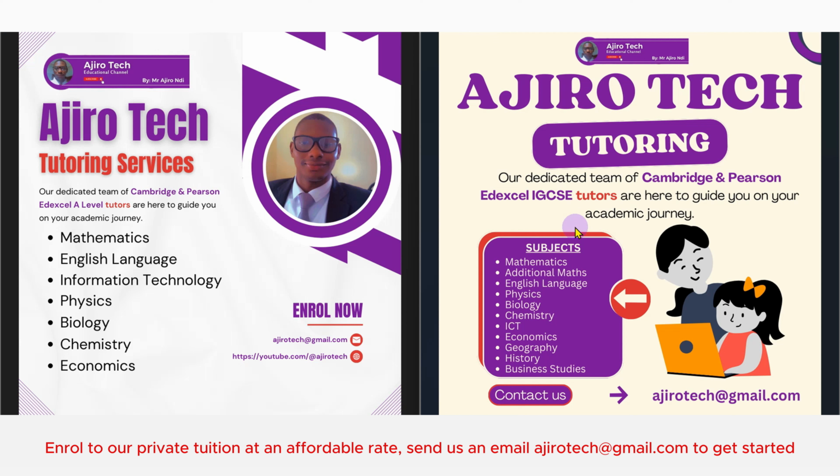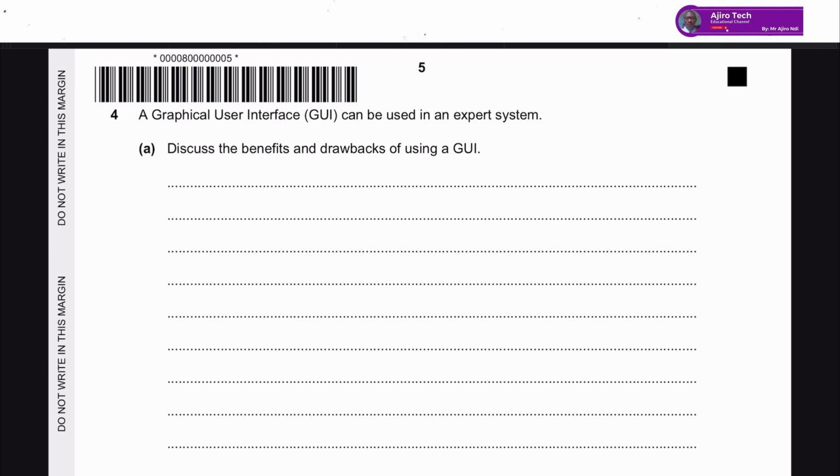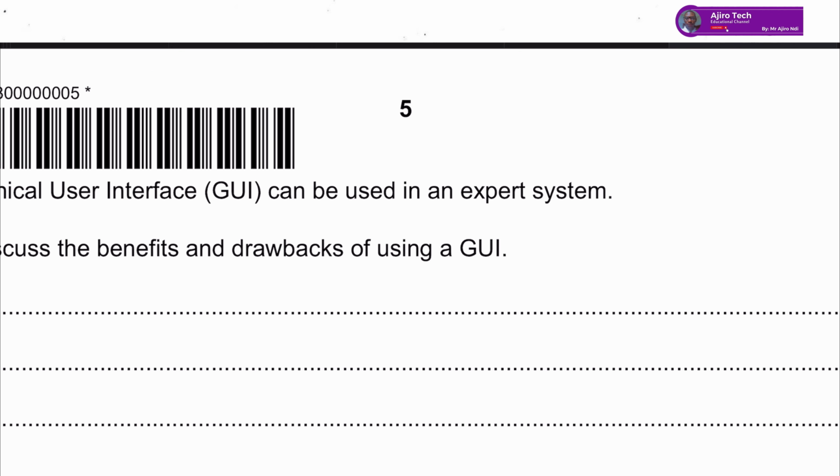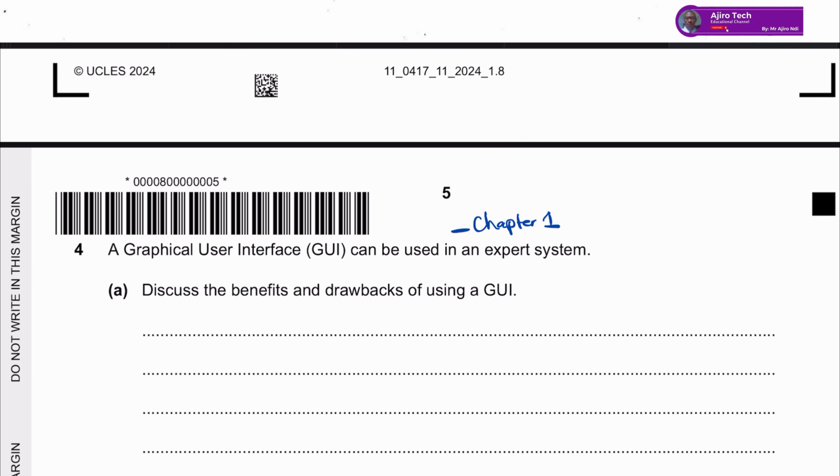All right, let's look at the next one. A graphical user interface can be used in expert system. Describe the benefit and drawbacks of a graphical user interface. And this here is chapter 1 of the textbook. And here we're looking at user interface.